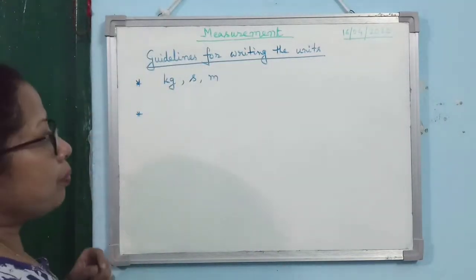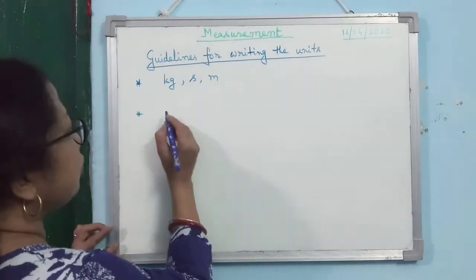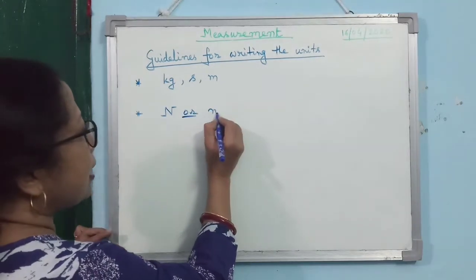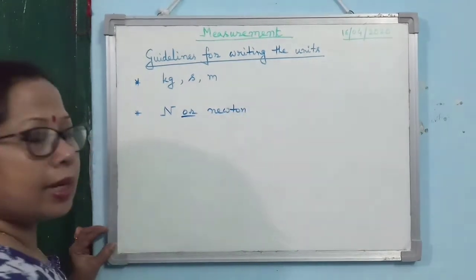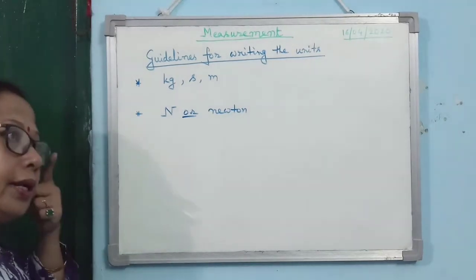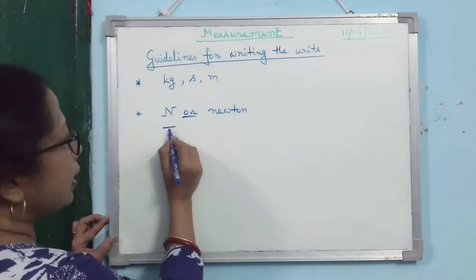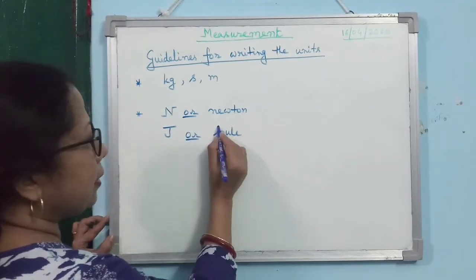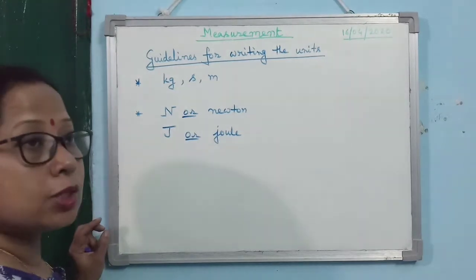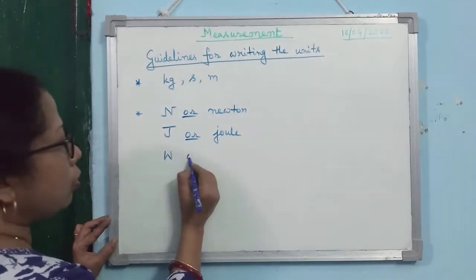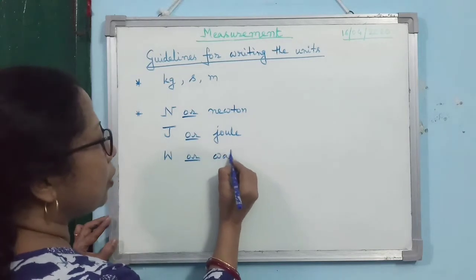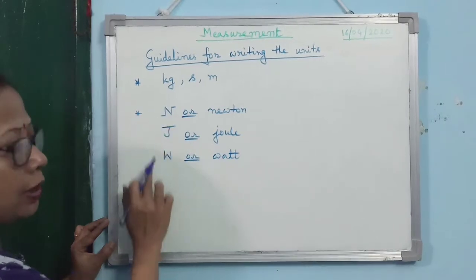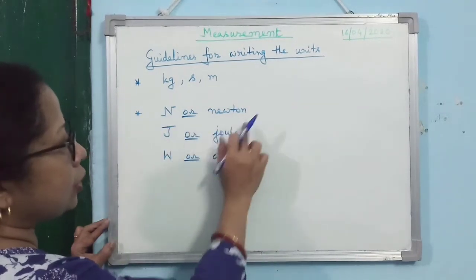Suppose you are considering the SI unit of force. The SI unit of force is Newton. So how do we write it? Either we write N or we write it as newton. Then the SI unit of work done and energy is joule. Either we write J or we write it as joule. The SI unit of power is watt. Then we write either W or watt. Have you got what I said? If you are writing only the first letter, it should be capital. If you are writing the entire name, it should be small.